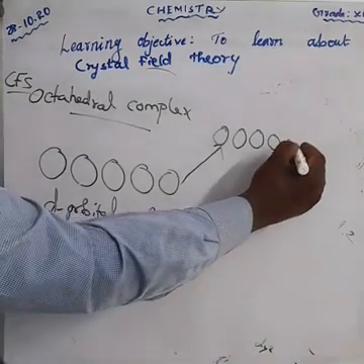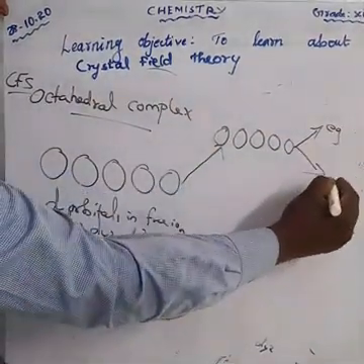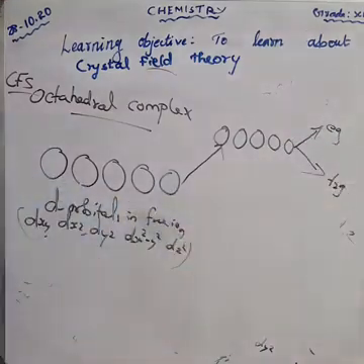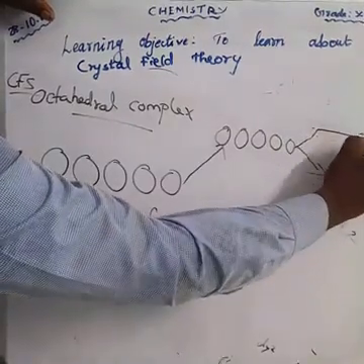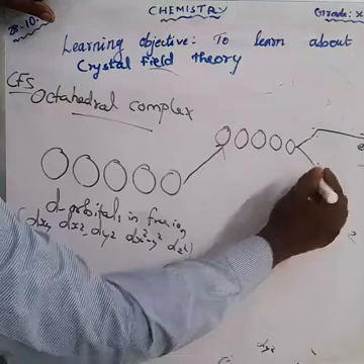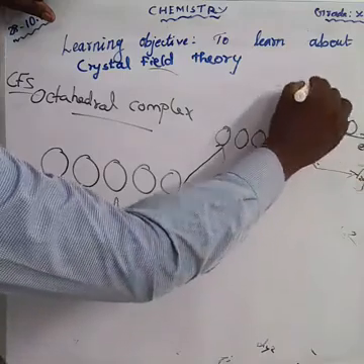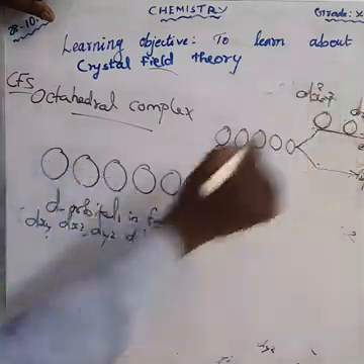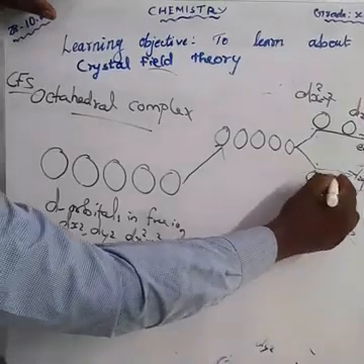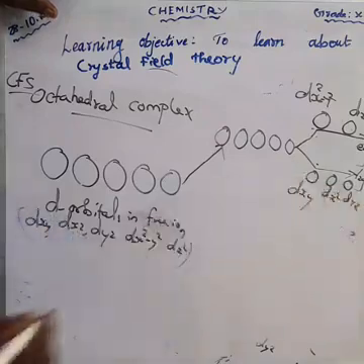It is split into two. What are they? One is Eg, another one is T2g. Here we should draw like that, with increasing energy. This is Eg, next T2g. Here I have two orbitals. Which are the two orbitals? dx square minus y square, dz square. Next, here are three orbitals. What are the three orbitals? dxy, dxz, dyz.